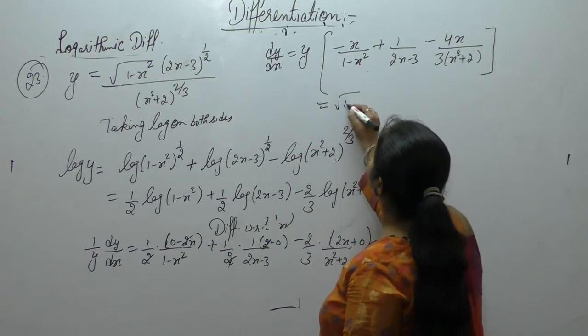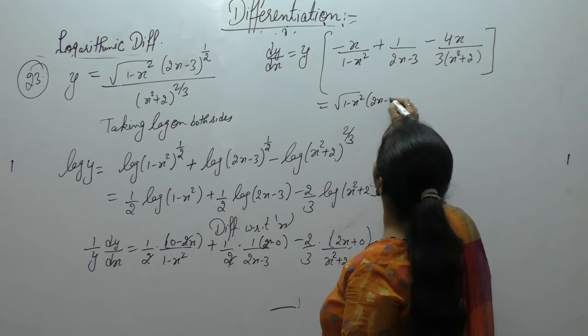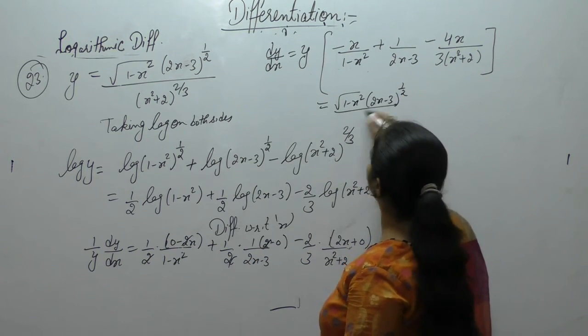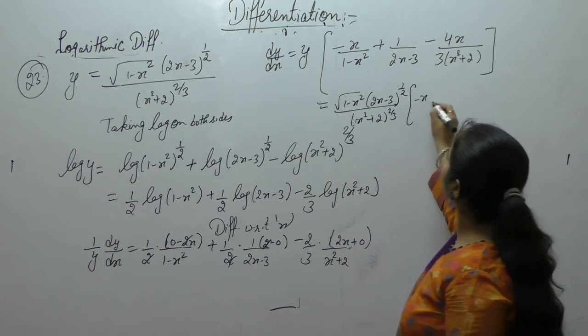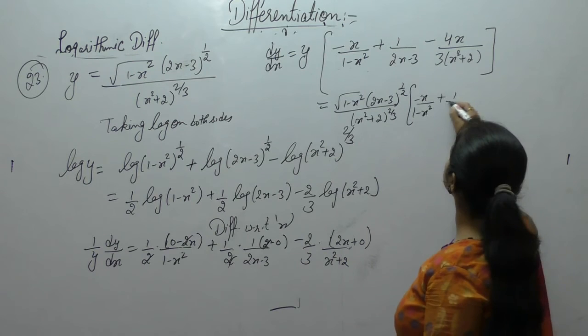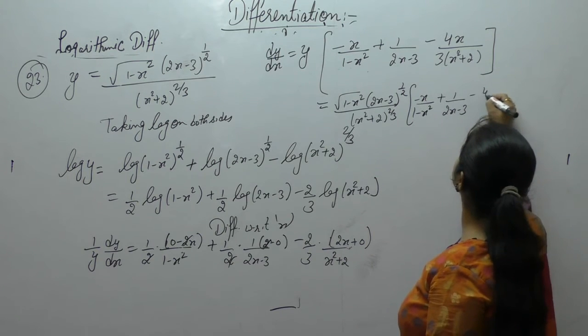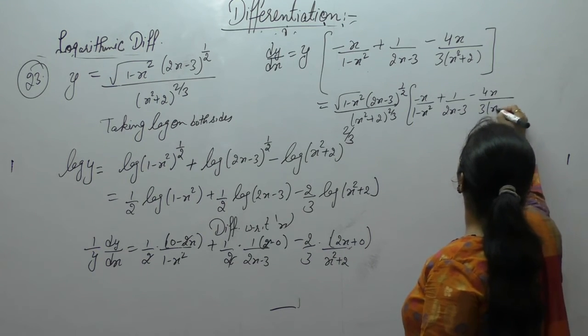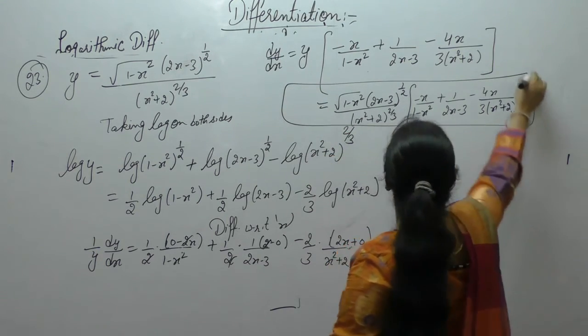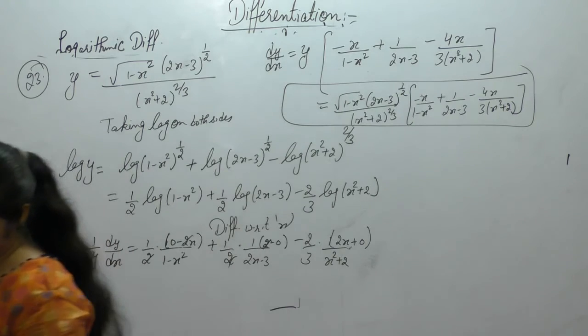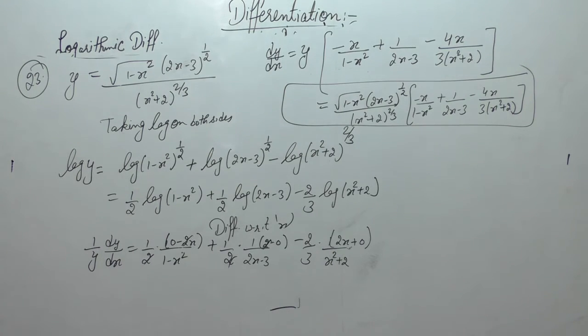Answer. y is (1 minus x square)(2x minus 3) power 1 by 2 (x square plus 2) power 2 by 3 into minus x upon 1 minus x square, 1 upon 2x minus 3 minus 4x upon 3x square plus 2. So this is the value of dy upon dx. Note it down.